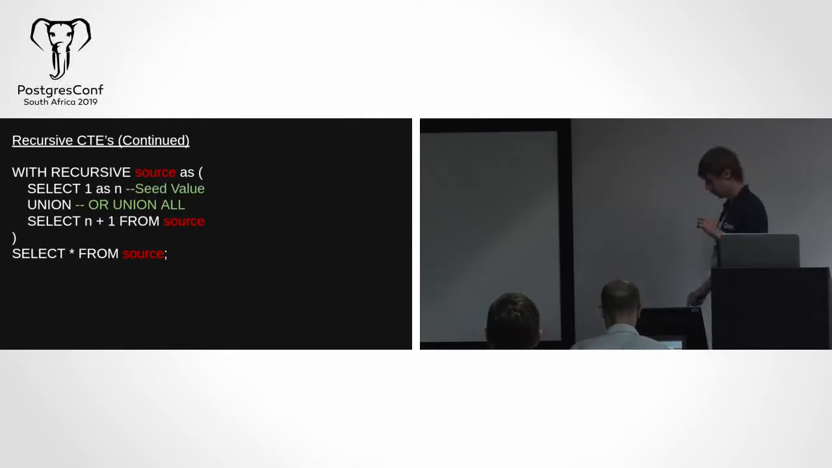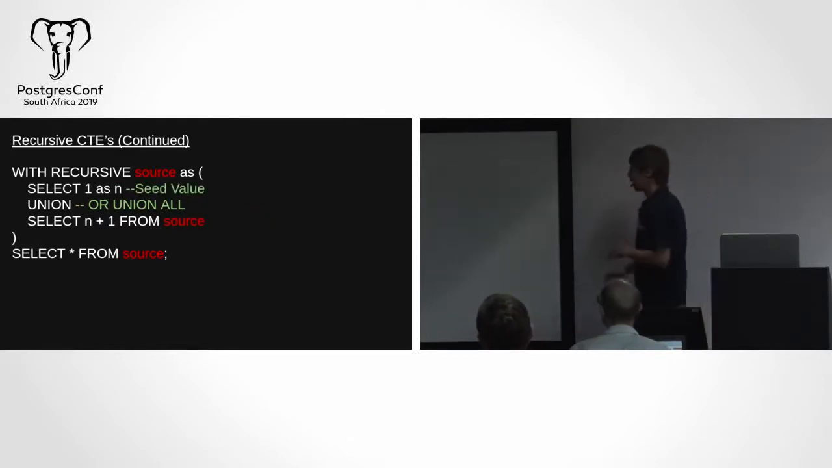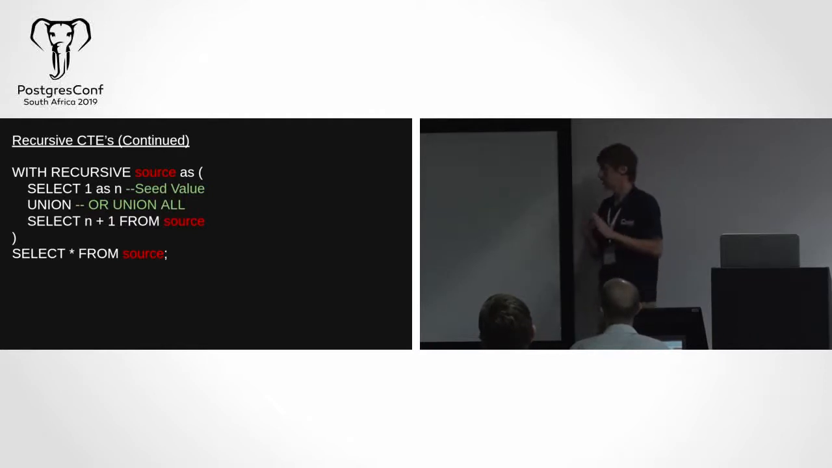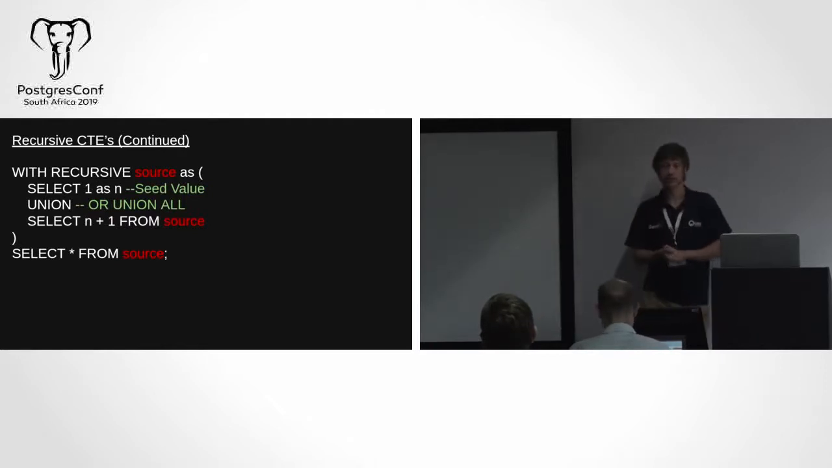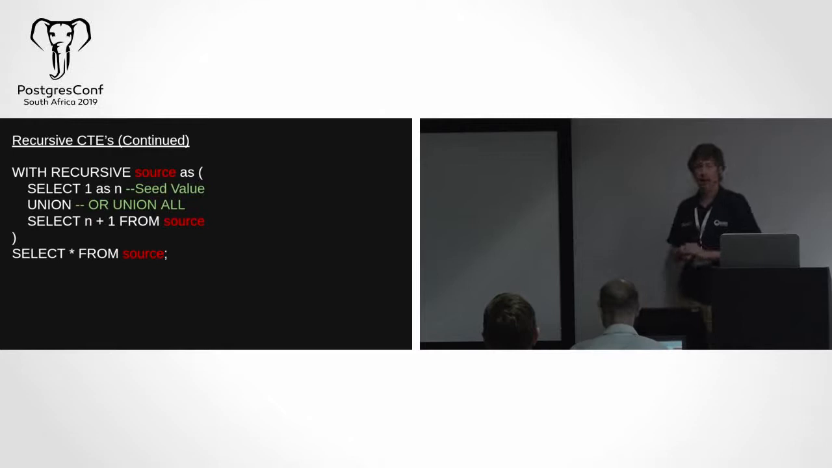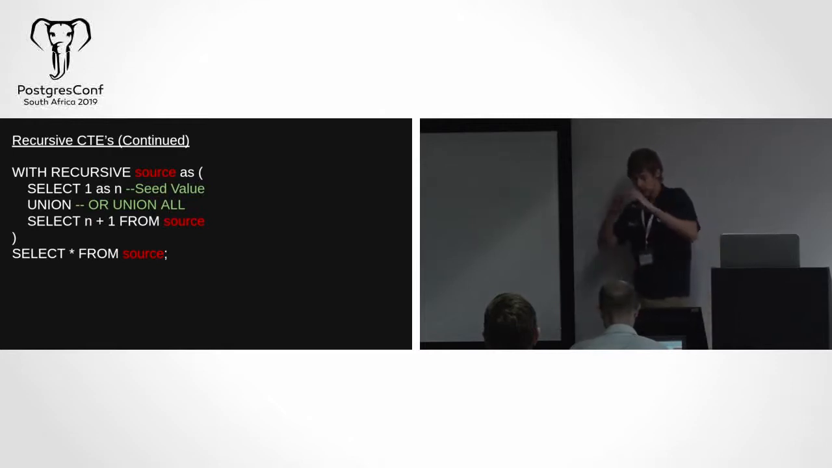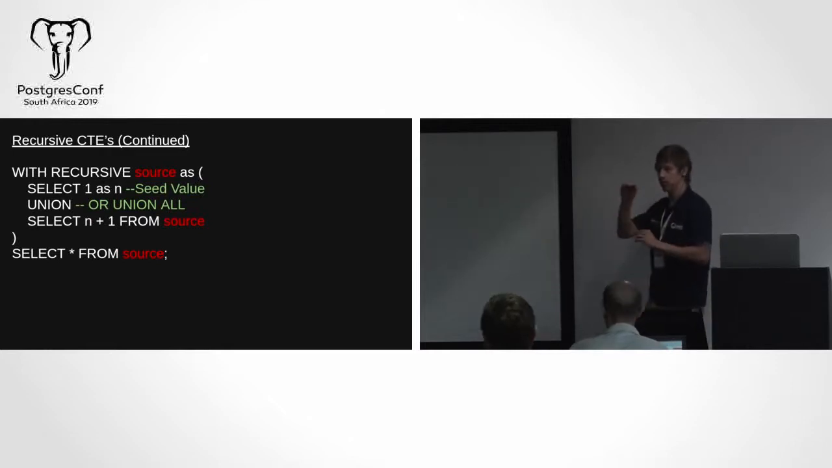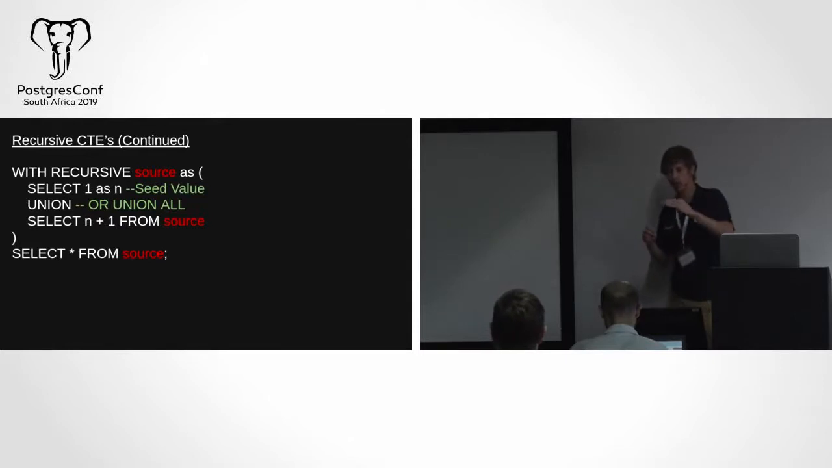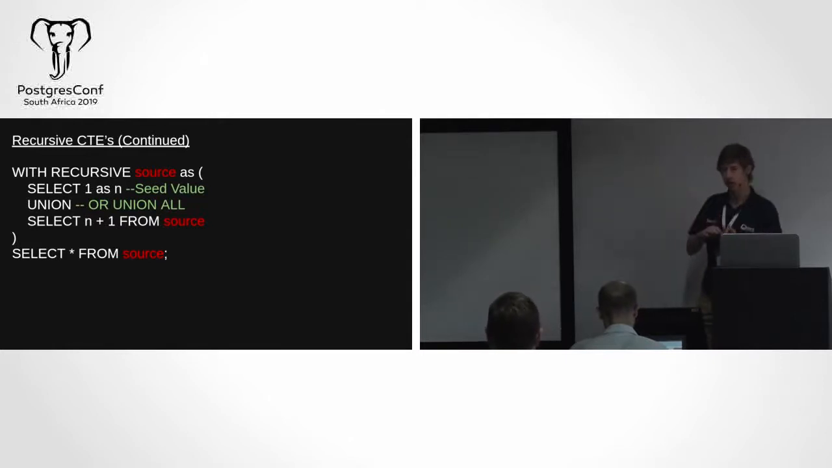Let me show you a quick example. Here I said select 1 as n. That's my seed value, so I'm starting with a 1. I'm saying union that with n plus 1 from source. And the Postgres docs has a nice little paragraph explaining exactly what's happening in every step, what a recursive CTE will do, and when it will decide it's finished.